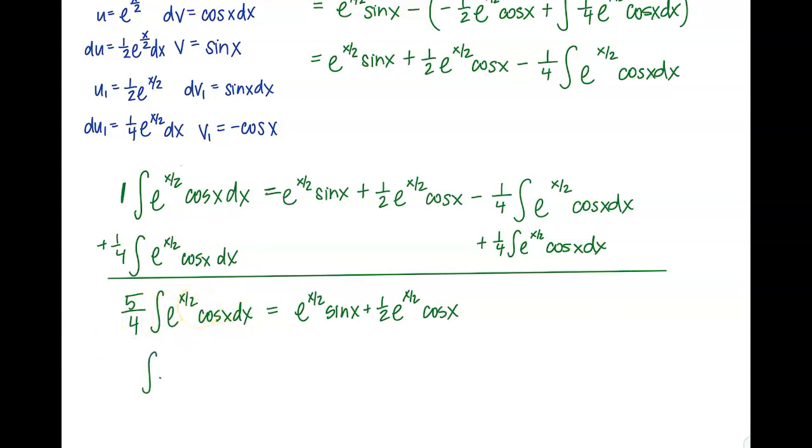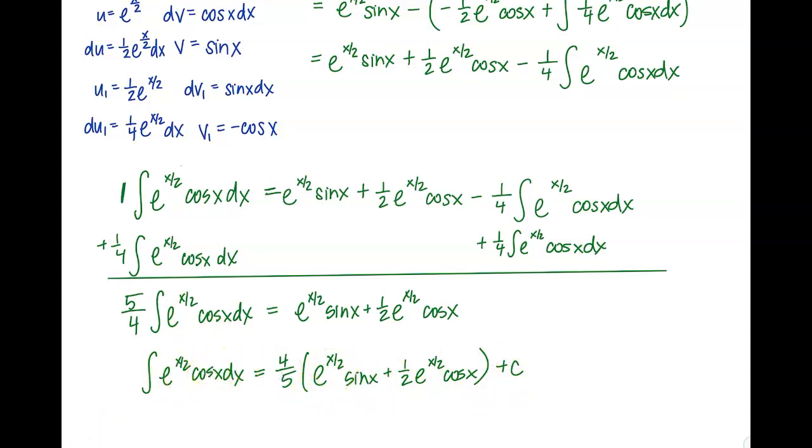So we have the integral of e to the x over 2 cosine x dx is equal to 4/5 times e to the x over 2 sine x plus 1/2 e to the x over 2 cosine x. And then we can't forget plus c, which I'm pretty sure I forgot every step of the way, but I'm at least including it in my almost final answer here. So now I have that integral that I was solving for by itself.